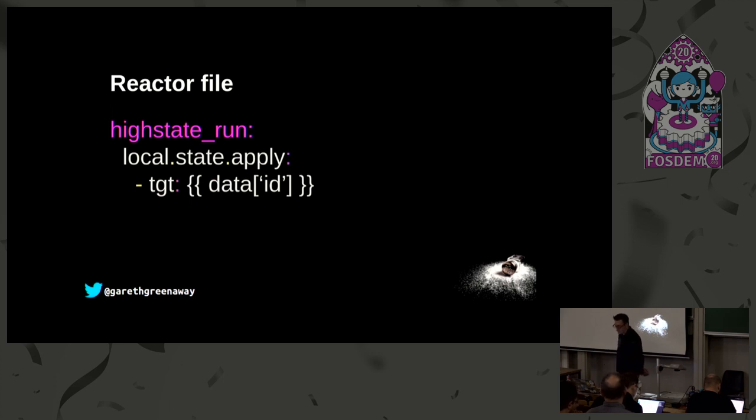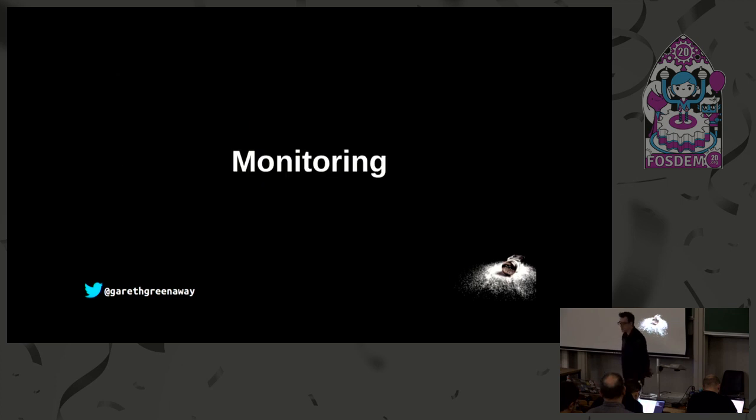Reactor files have limited access to a minimal Jinja context, and grains and pillar are not available. The Salt object is available by calling remote execution and runner functions. So we can do some basic monitoring using this.